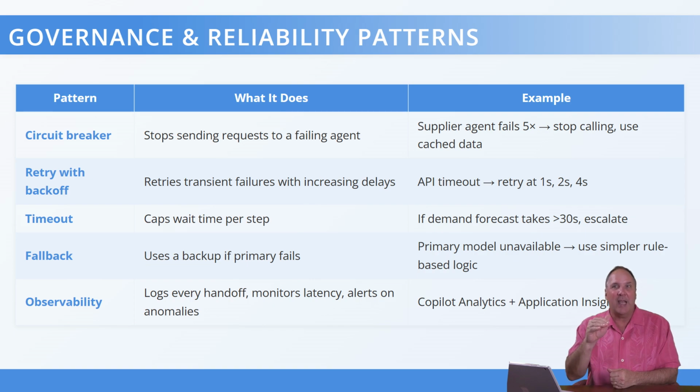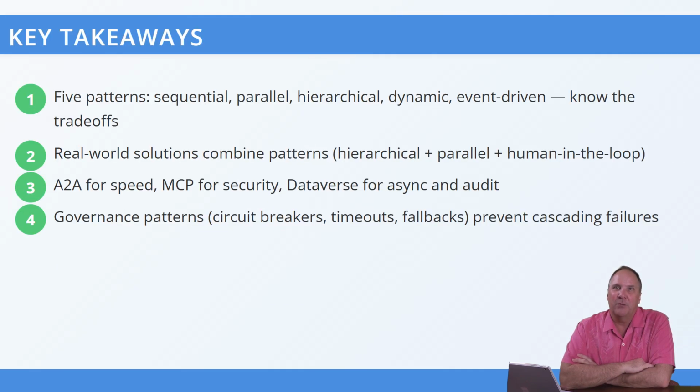The exam tests these patterns because production systems fail. The question isn't whether your agents will encounter failures, because they will. It's whether your design handles them gracefully. All right, so 4 key points to take with you. 1, 5 orchestration patterns: sequential, parallel, hierarchical, dynamic, event-driven. Know the trade-offs and when to use each.